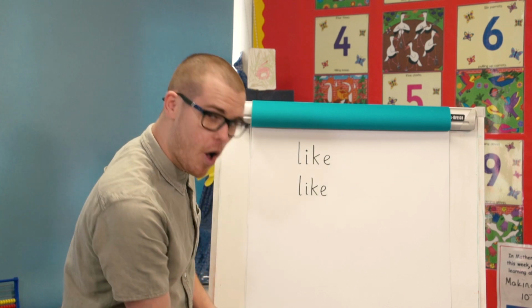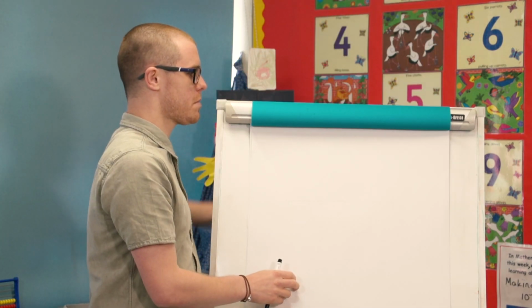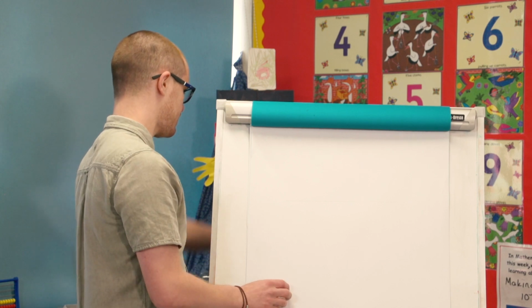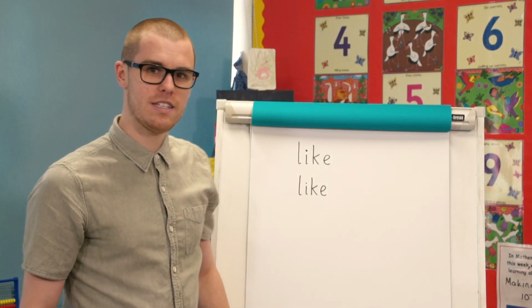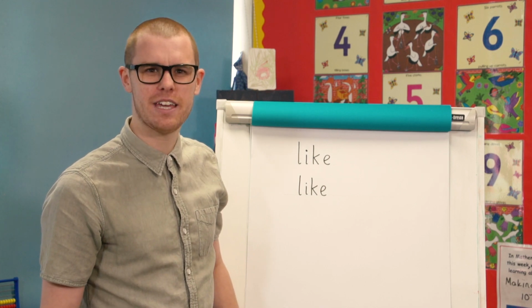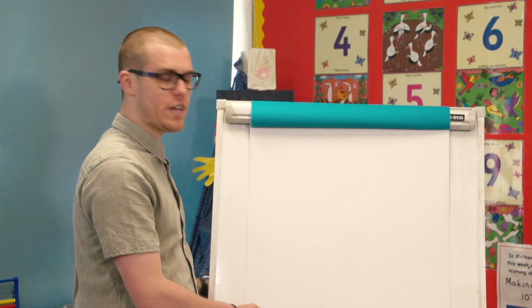Like. Now I'm going to hide the word. And I want you to have a go. Say the word. Say the sounds. Okay, write them down. Keep going. Okay, let's check our spelling. Did you get it right? Fantastic. Now let's learn to spell a tricky word.